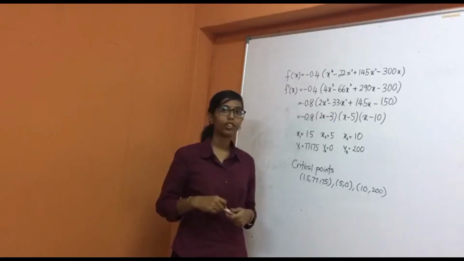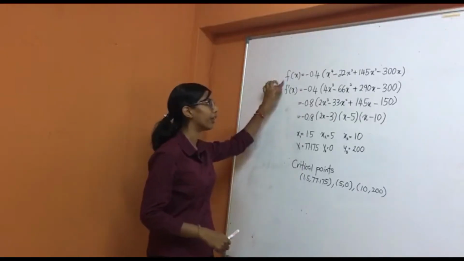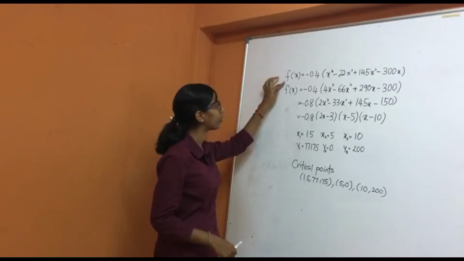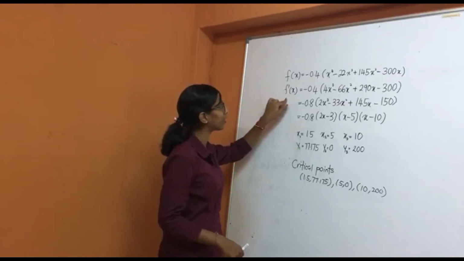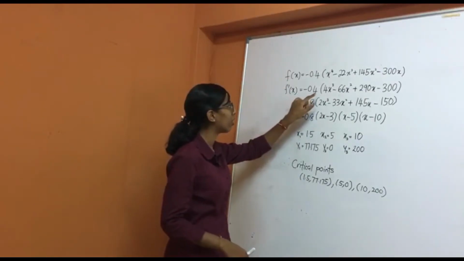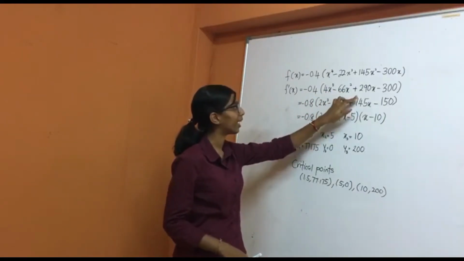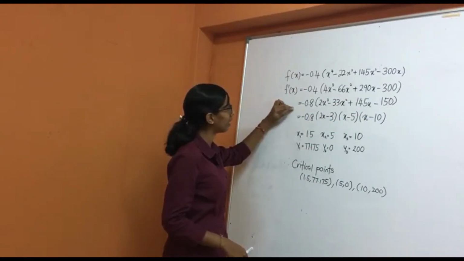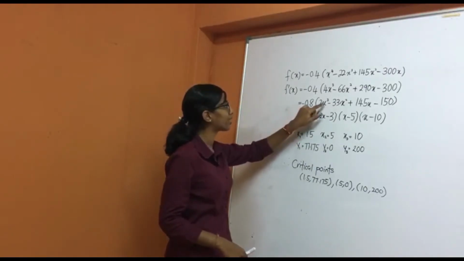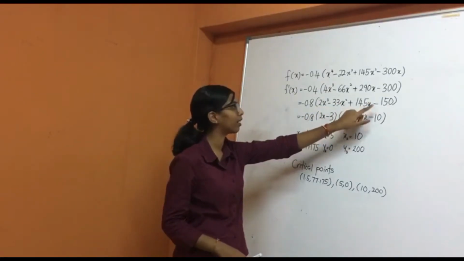Okay, next I will be continuing on finding critical points. So this will be our equation. From this equation we will be doing the first derivative. For the first derivative we will get negative 0.4 times 4x cubed minus 66x squared plus 290x minus 300. From this we will simplify into negative 0.8 times (2x cubed minus 33x squared plus 145x minus 150).